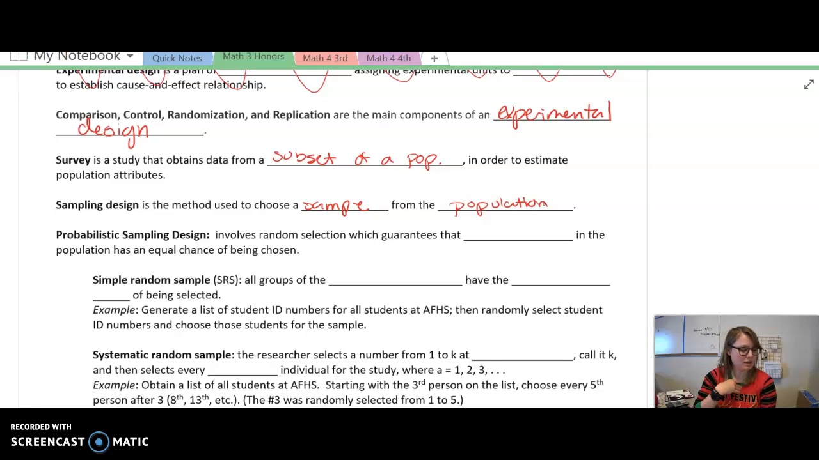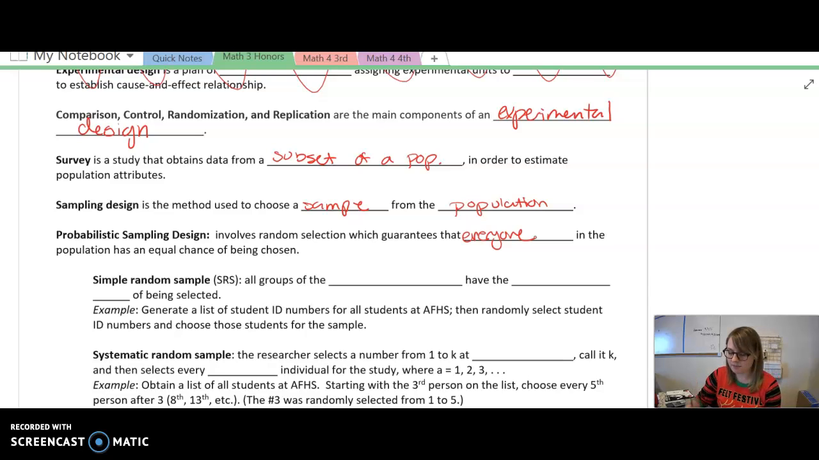Alright, probabilistic sampling design involves a random selection which guarantees that everyone in the population has an equal chance of being chosen. So it's always good to do random samples that have no bias, and we'll get more into that word later, but there can be no favoritism on my part or your part, anybody's part, so that randomization is what we need.